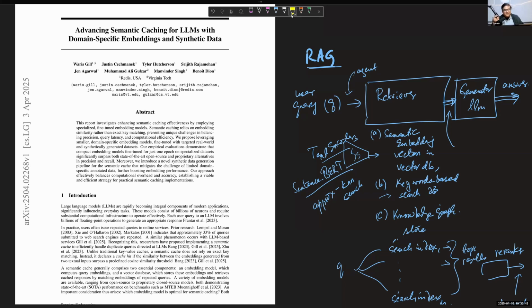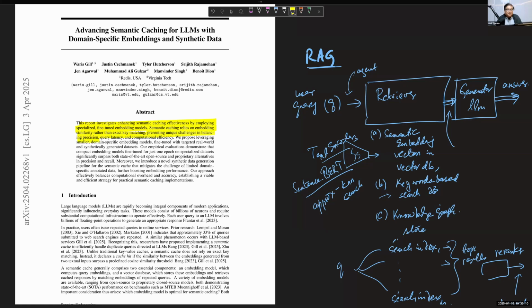This paper's abstract says, this report investigates enhancing semantic caching efficiency by employing specialized fine-tuned embedding models. So what they want to do is a specialized fine-tuned embedding. Semantic caching relies on embedding similarity rather than exact key matching, presenting unique challenges in balancing precision, query latency, and computational efficiency. So that thing, let us unpack.